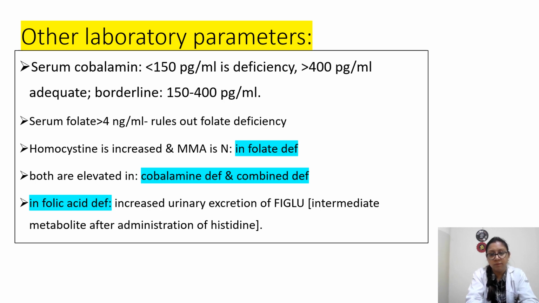Homocysteine is increased and methylmalonic acid is normal. See, two parameters हम देखते हैं, methylmalonic acid और homocysteine. So if homocysteine is increased and MMA is normal, that indicates folate deficiency. Both are elevated in cobalamin deficiency and in combined folate and vitamin B12 deficiency. In folic acid deficiency, another parameter is FIGLU, formiminoglutamic acid. Its excretion is increased in urine, because it is an intermediate product after administration of histidine. So there is a block in histidine to glutamic acid, ठीक है. वो बीच का product form हो जाता है, that is your FIGLU. So that increases in folic acid deficiency.